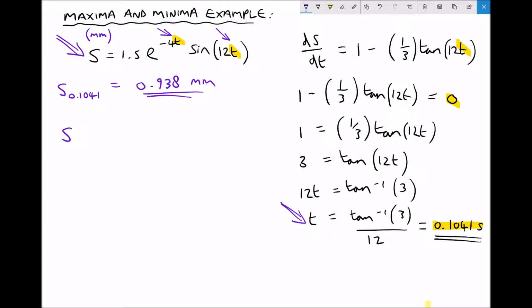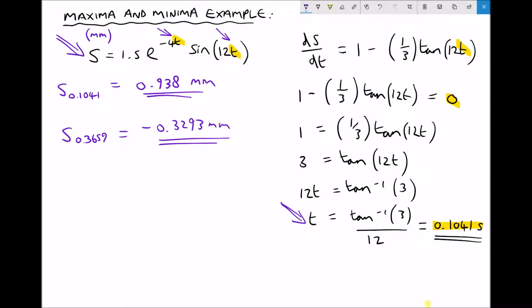And the displacement at that point is the displacement when t equals 0.3659. And again, all I'm going to do is input that value of t into the original function. And that gives me a value of s equal to minus 0.3293 millimeters. So therefore, we know the maximum and minimum displacements of that mass as it oscillates on the spring.